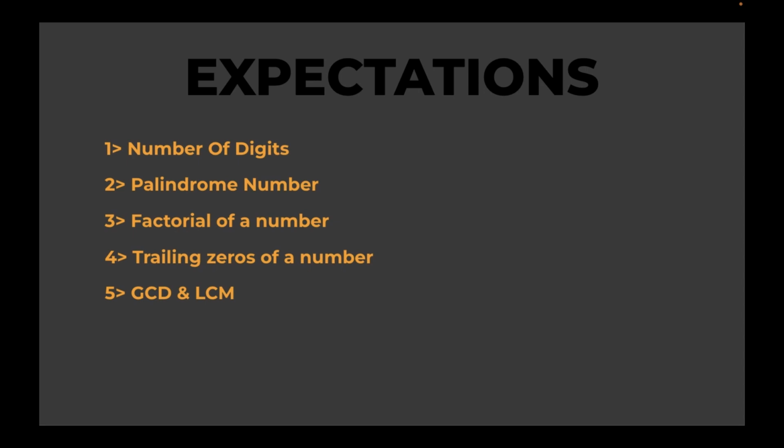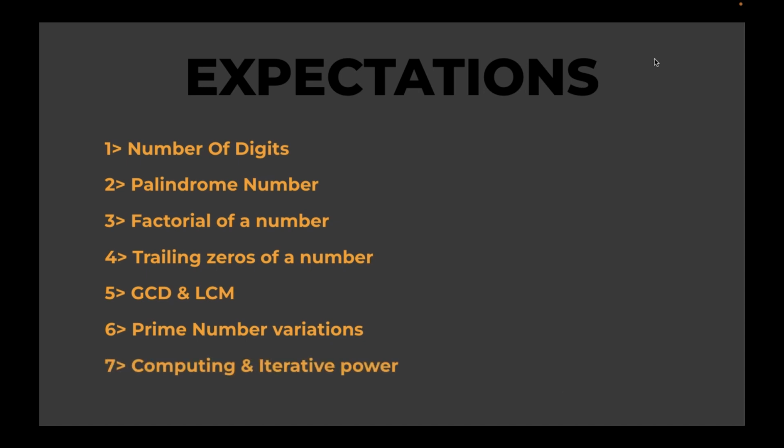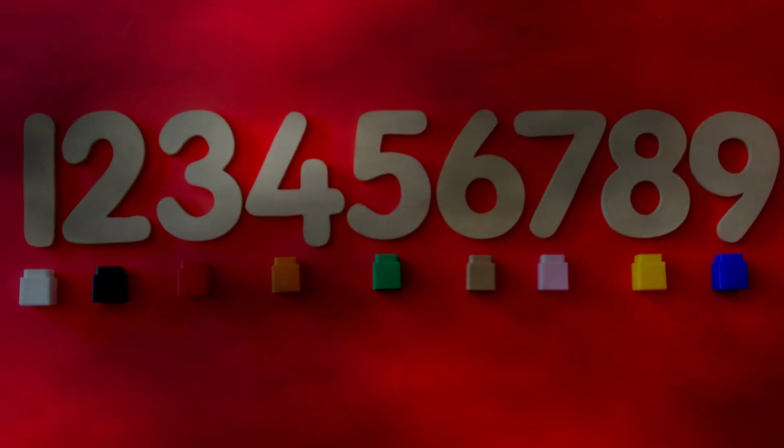Here we will cover it in depth, discussing the Euclidean algorithm. It will be followed by check for prime, Sieve's theorem, and all divisors of a number. And at last, we will discuss computing power and iterative power. Let's start with our first topic, that is, number of digits.